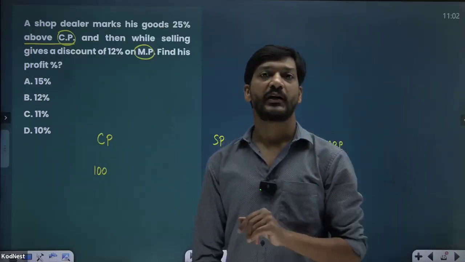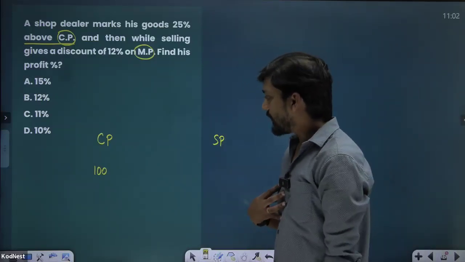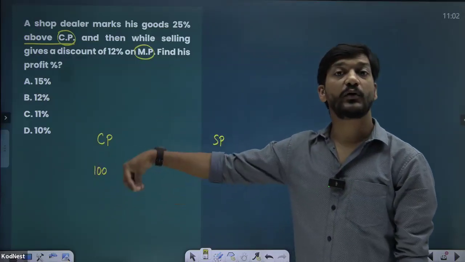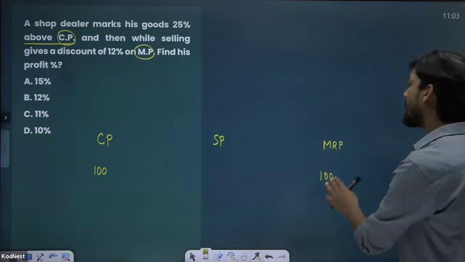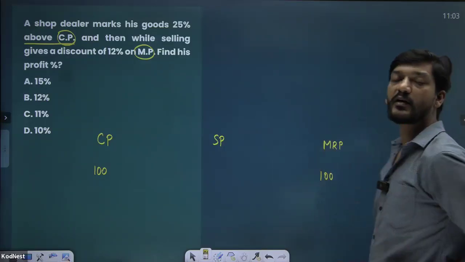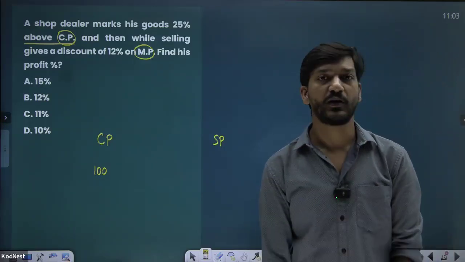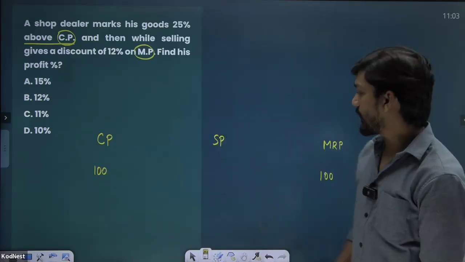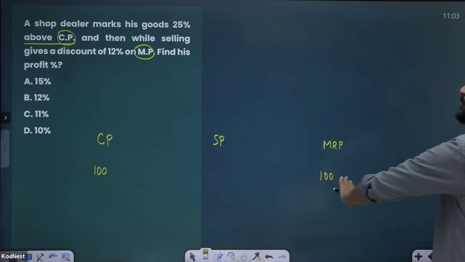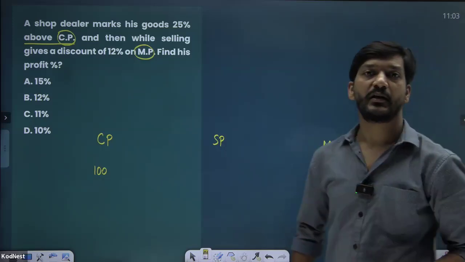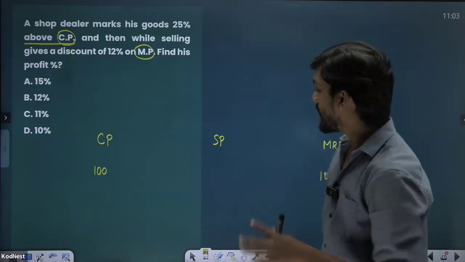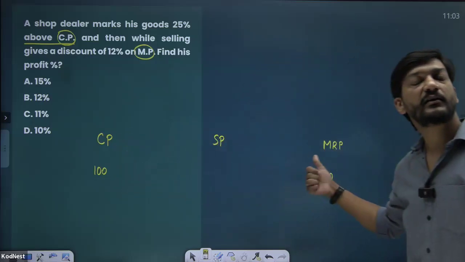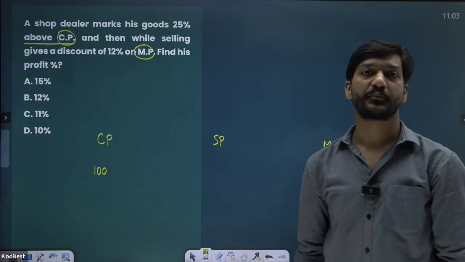Okay, any one. Now, we don't know whether taking this as 100 will be a calculation friendly approach, or whether taking this as 100 will be the calculation friendly approach. It depends on the question. Maybe this will be simple or maybe difficult. Just by looking at the question, I cannot tell which one will be easy.